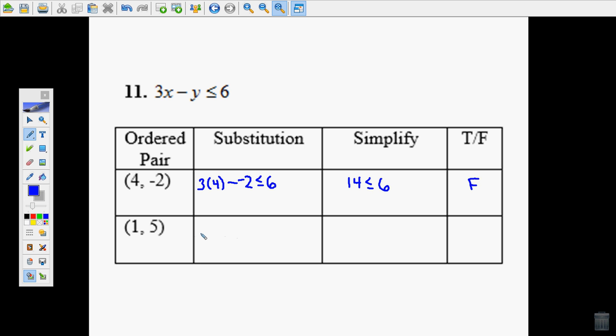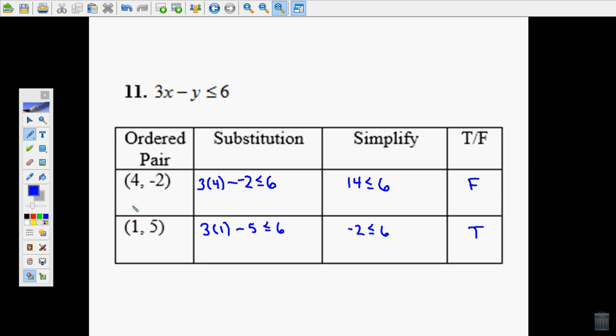Let's do the same thing with 1, 5. So replace x with what and y with what? x is going to be 1, y is going to be 5. So 3 times 1 minus 5, we want to know is that less than or equal to 6. Go ahead and simplify that and tell whether it's true or false. 3 times 1 minus 5 is negative 2, and negative 2 is less than or equal to 6. 6 is the bigger number this time, so it's pointing the right way, and so that's true. So 1, 5 is a solution, 4, negative 2 is not a solution.